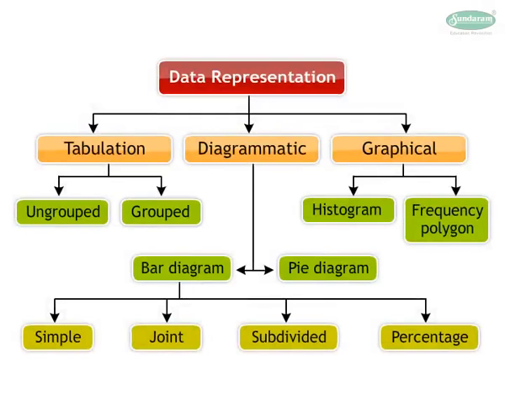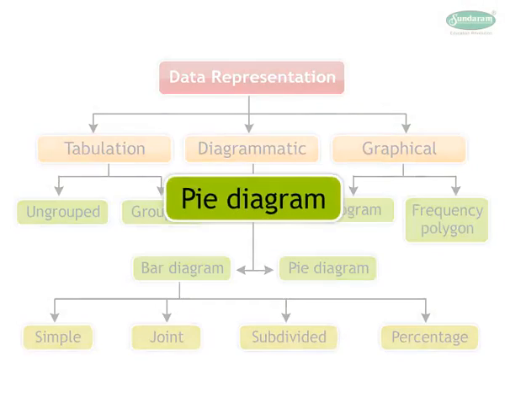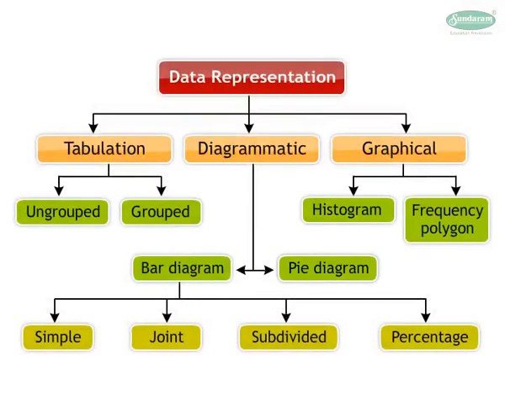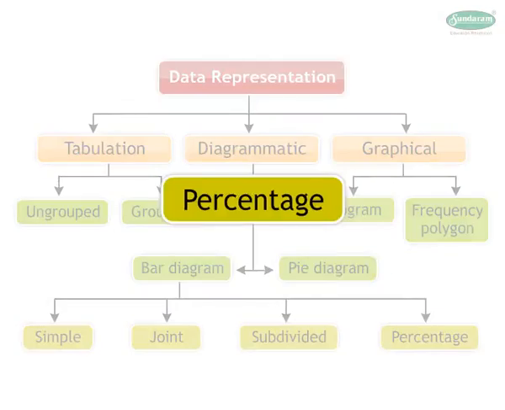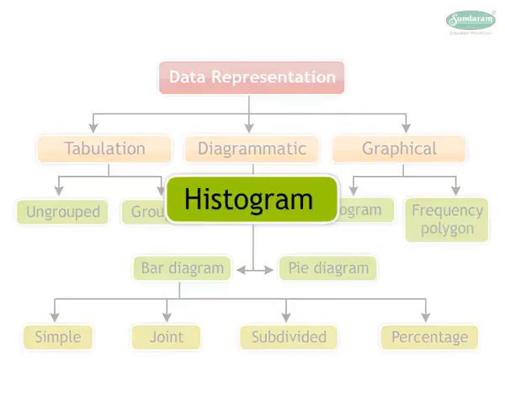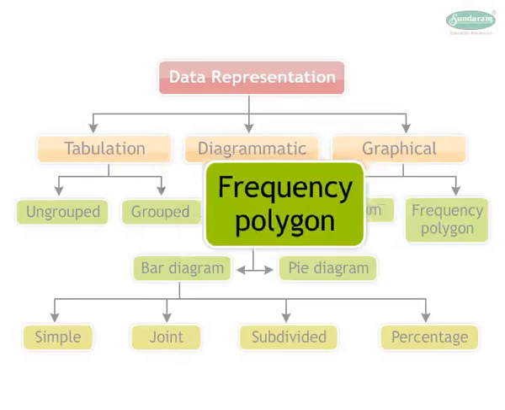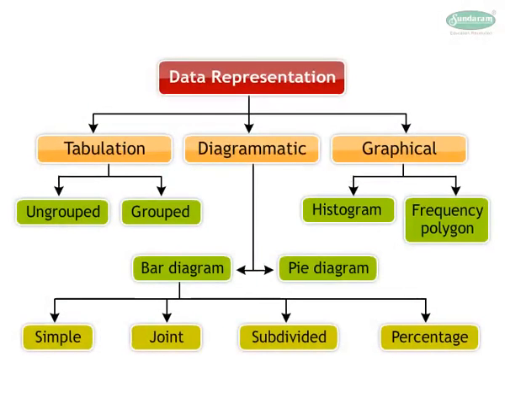There are two ways of diagrammatic data presentation: bar diagram and pie diagram. There are four types of bar diagram, namely simple, joint, subdivided and percentage bar diagram. Histogram and frequency polygon are two types of graphical data representation.